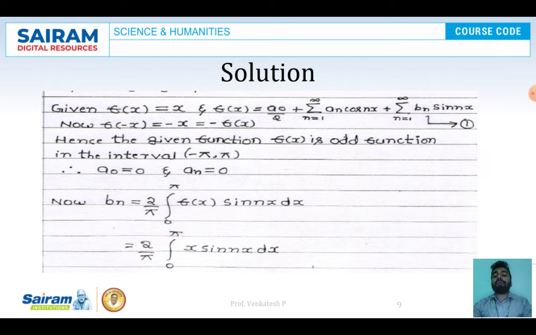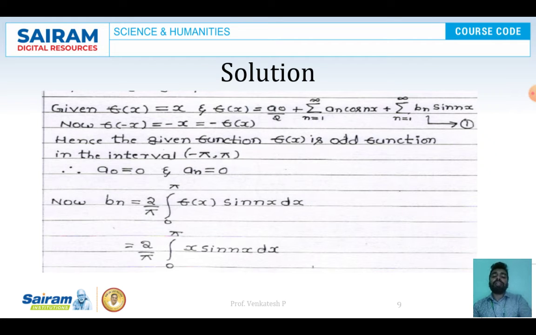Now I am going to verify whether the function is an odd function or an even function. Replacing x with minus x in the given function f(x), we get f(-x) = -x, which equals -f(x). Hence the function x is an odd function. If the function is odd, then a0 and a_n will be 0. We have to find only the value of b_n. So now we will find b_n.